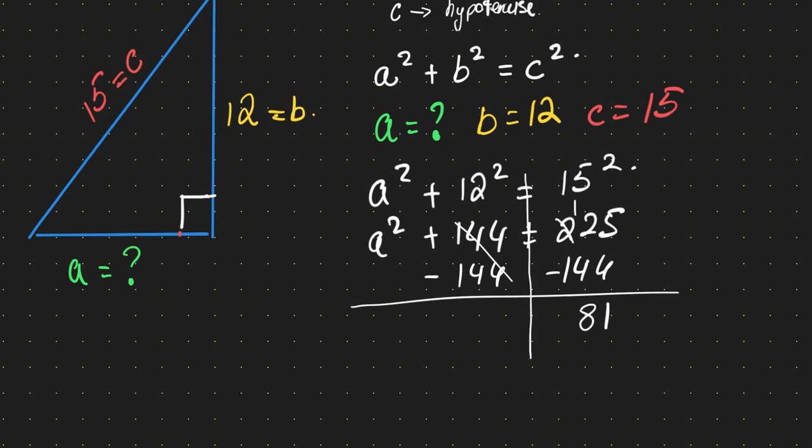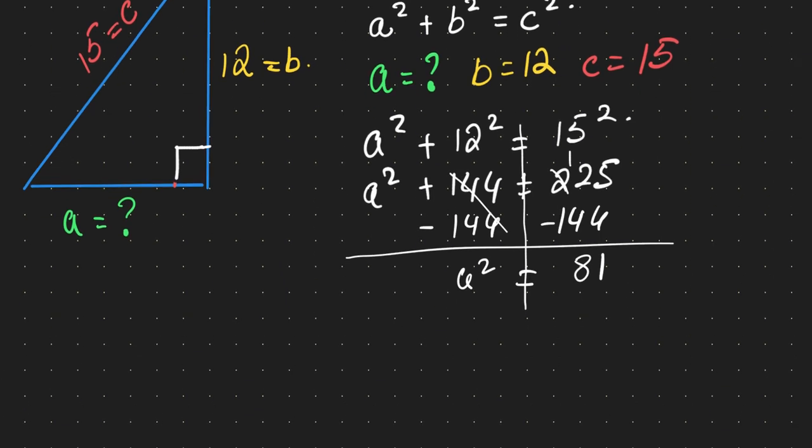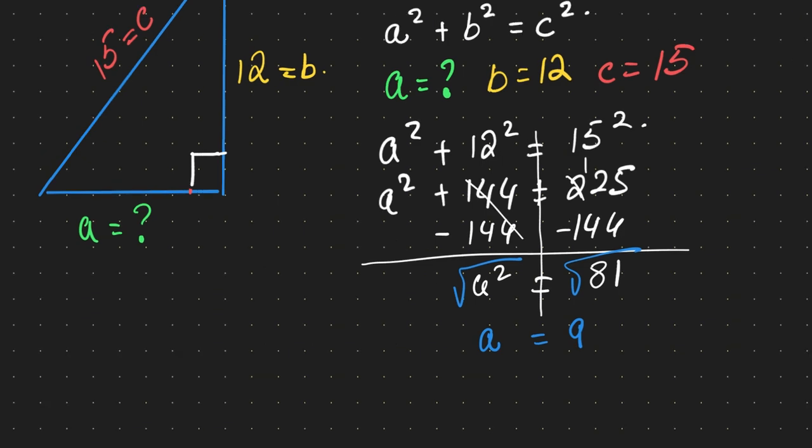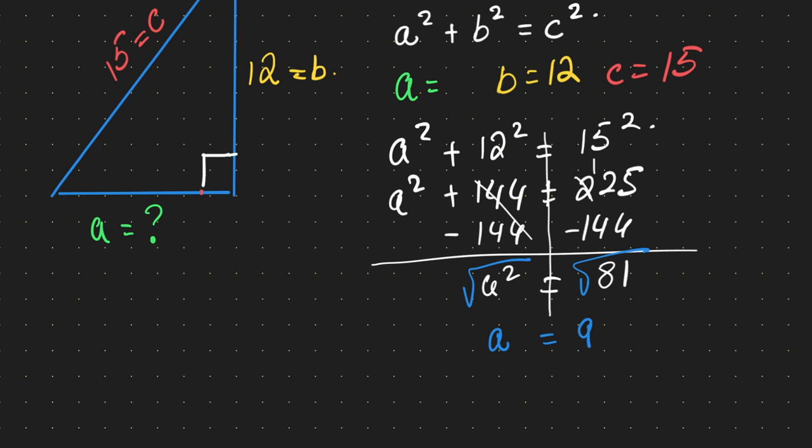So let's go ahead and bring the A squared in here. Now, remember, we created this square on that side. Now we have to find the side length. And to find the side length of a square, we should be able to square root the number. So square root of A squared and square root of 81. Square root of A squared is A, and square root of 81 is, you guessed it, 9. So the A side is 9. Let's go ahead and write that down: A equals 9.